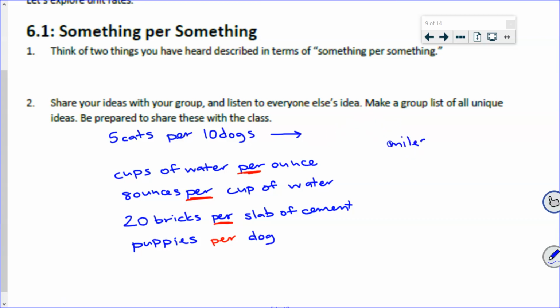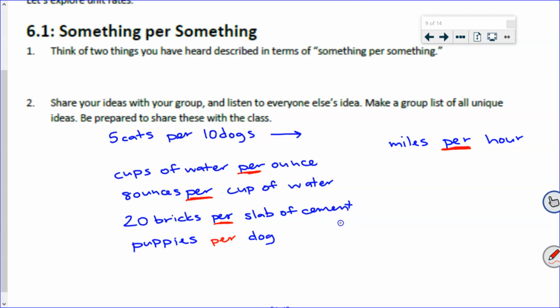Miles per hour. If you were 16 and driving, you would know that one real quick. Miles per hour. Oh. Okay, so have you heard of miles per hour? What does miles per hour refer to?